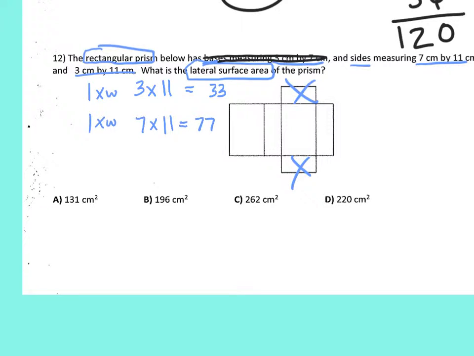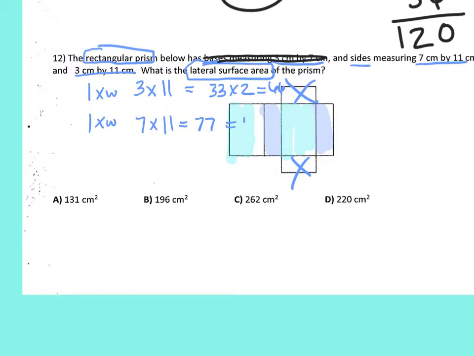What do I do with those two numbers? You're going to times it by 2. I need to double them because there are 2 of each. So it's 66 and 154. And the item. Good.